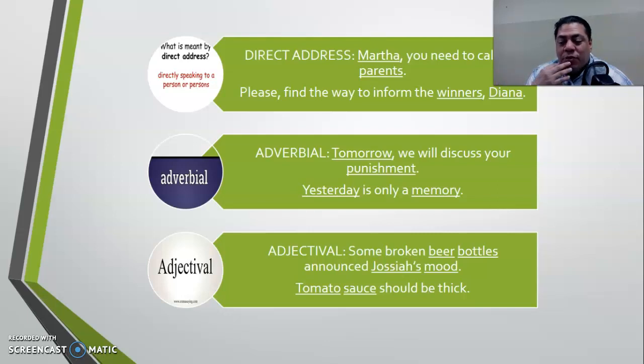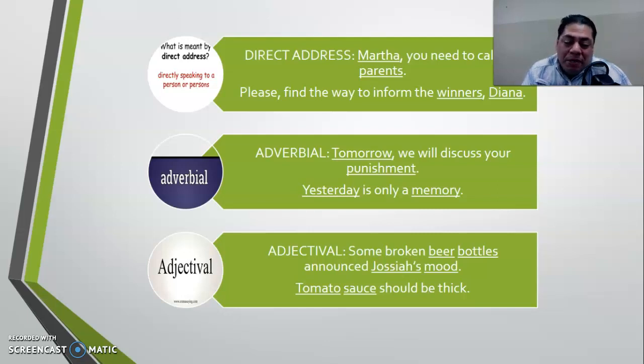In the other sentence, winners is what? Not the direct object. Remember, be careful, because to inform is not a verb. To be a verb, grammatically speaking, it needs to be conjugated. The verb in this sentence, in the second sentence, is find. Find what? Look, I forgot to underline another noun. Way. Way is a noun and it is acting as the direct object. Please find what? The way to inform the winners, right?